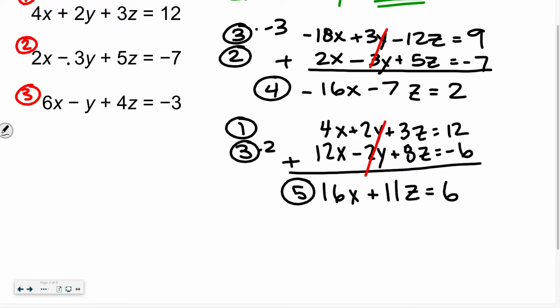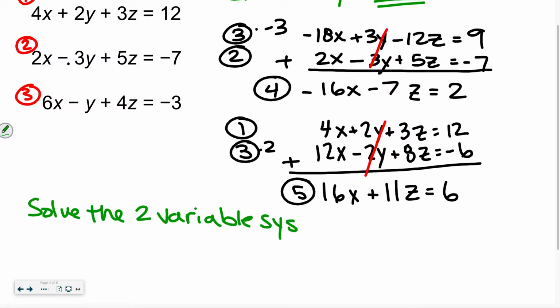So, with the equation 4 and 5, you see 4 is in terms of x and z, and 5 is in terms of x and z. So, we've created a new 2-variable system, which you already know how to solve, right? 2-variable systems. So, I'm going to write in my notes, solve the 2-variable system with the equations 4 and 5.